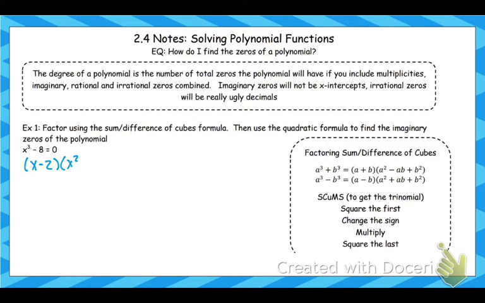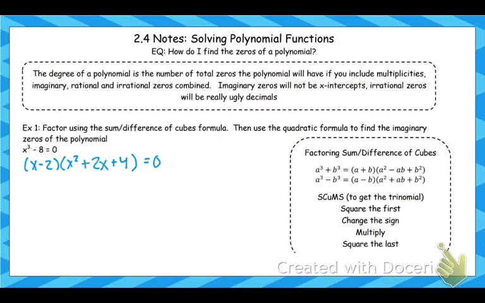The C stands for change the sign. So that was minus, so I'll change it to plus. The M is multiply, so 2 times x. And then square the last. So I'm going to square that too. And that is how I would factor this.